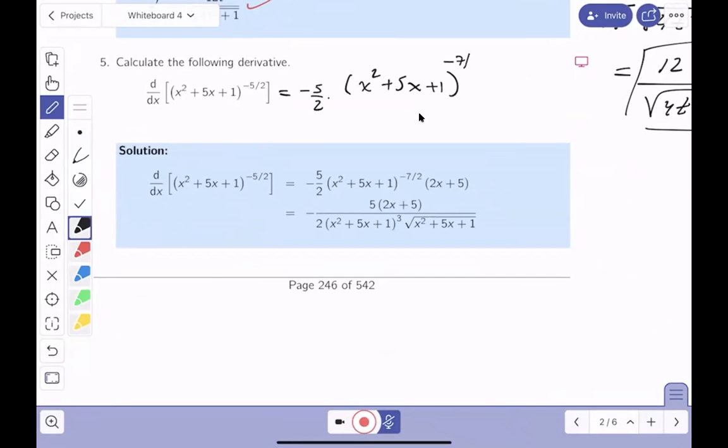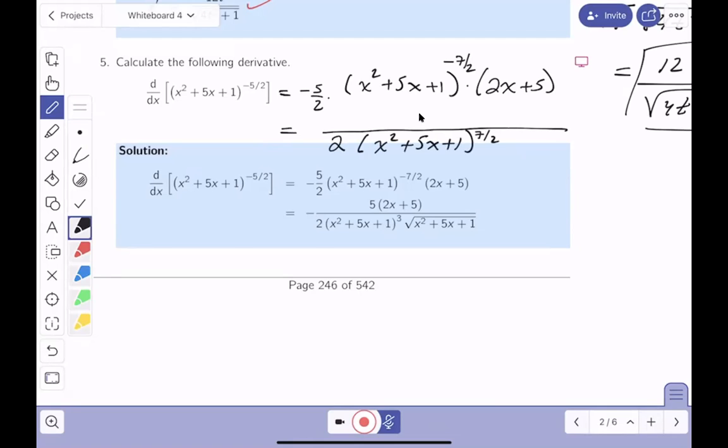Yes, you need to know arithmetic. Times the derivative of the inside, which is 2x + 5. I'm going to simplify this guy. And as I do that, again, you might say it's crazy to simplify. I want to just leave it there and put a box on it. Let's see what we get. On the bottom, we get 2 and then (x² + 5x + 1) to the minus 7 halves. I'm sorry, to 7 halves.